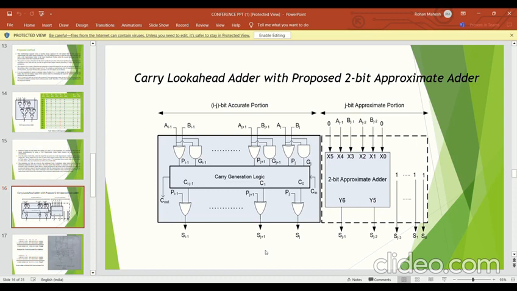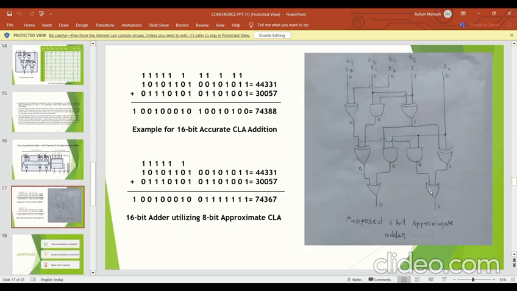Now, since we've discussed the existing carry lookahead adder and the 2-bit approximate adder, we are implementing both of them in the same circuit. Here, as we've talked about approximation, you can see all default ones are given. You can take either zeros or ones. We have used this in order to approximate, which will ultimately reduce the area and power consumption and also the complexity of the circuit. And this is a representation of the 2-bit approximate adder using gates.